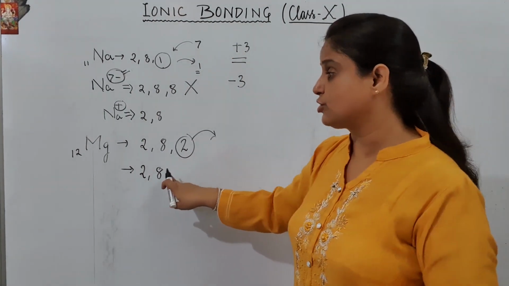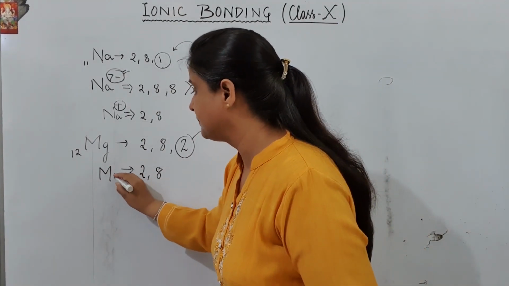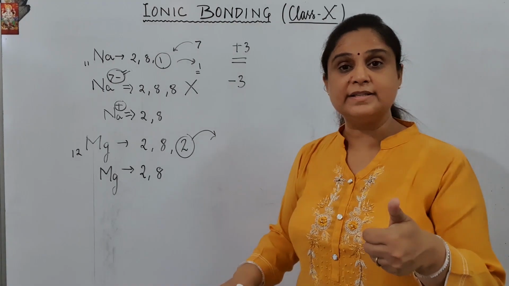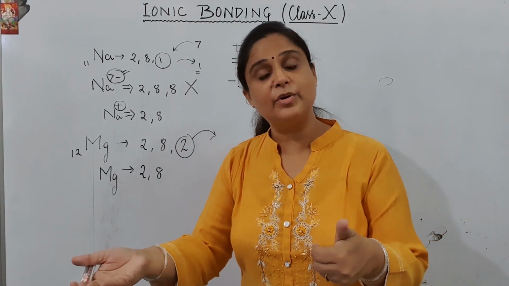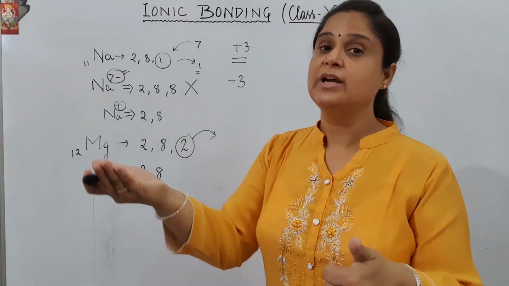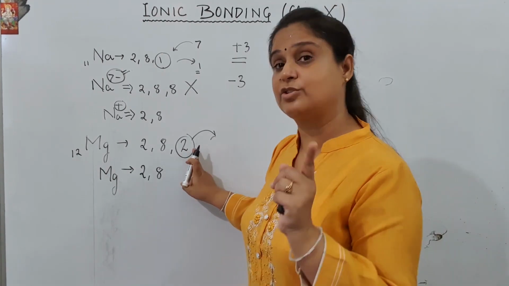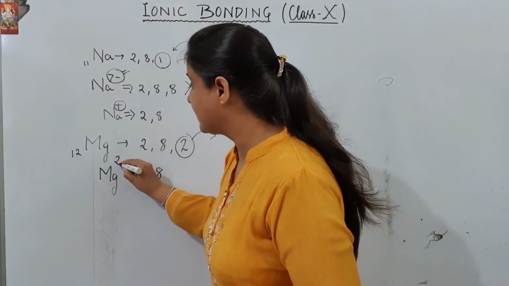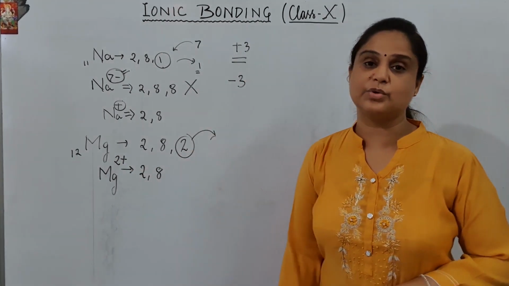And once it becomes 2 and 8, the magnesium will acquire which charge? Positive, क्योंकि इसका माइनस कम हो गया तो कौन ज्यादा हो गया? प्रोटॉन. How many protons will be in excess? जितने इलेक्ट्रॉन लूज किए हैं. So that is why magnesium will get Mg+2 charge.